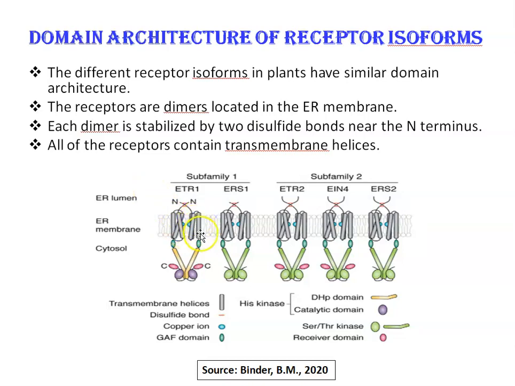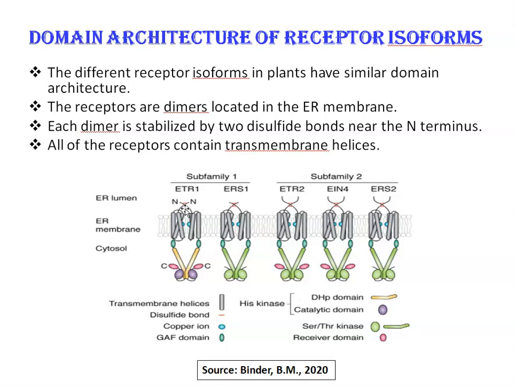Receptors are dimers. Just look at this diagram. Dimer means a chemical compound made up of 2 similar or identical subunits or monomers, right? These dimers are located in the endoplasmic reticulum membrane. Each dimer has this monomer and this monomer. They are stabilized by 2 disulfide bonds near the N-terminus. Disulfide bonds are these small red ones, shown here in this diagram.